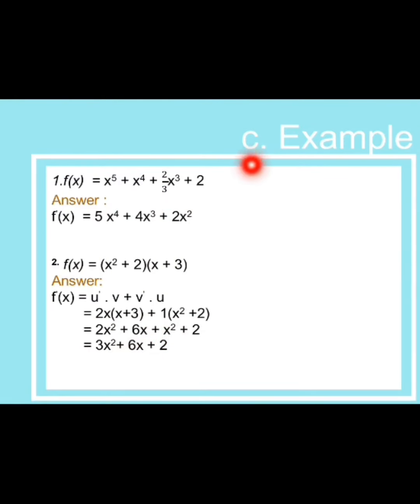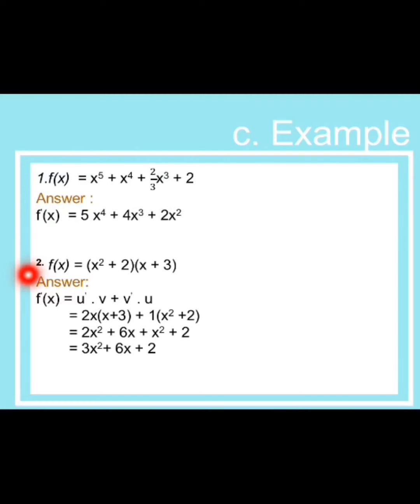Last part, see example. Number 1. If f of x equal x to the 5 plus x to the 4 plus 2 over 3 x to the 3 plus 2, the derivative is f prime x equal 5x to the 4 plus 4x to the 3 plus 2x squared. This is the answer for this question.